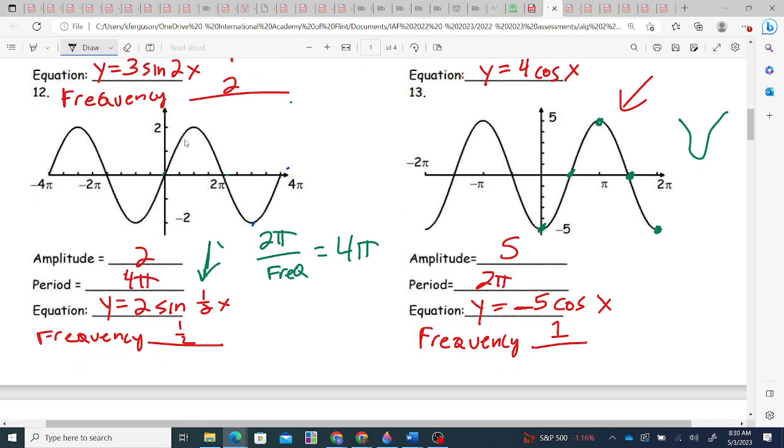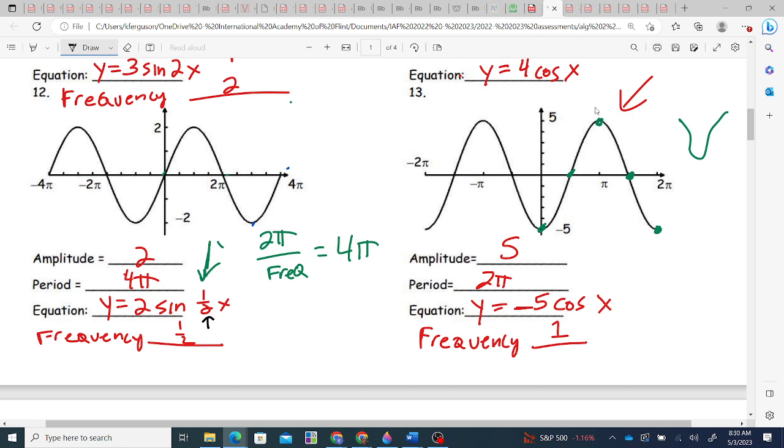So then I've got this one that's got a frequency of a half. So that, see here, is where that half goes. I've got an amplitude of 2, so y equals 2 sine 1/2 of x. My period is 2 pi divided by 1/2, which is 4 pi.